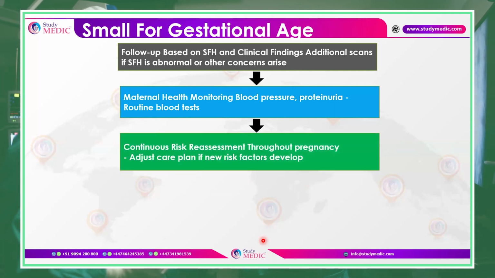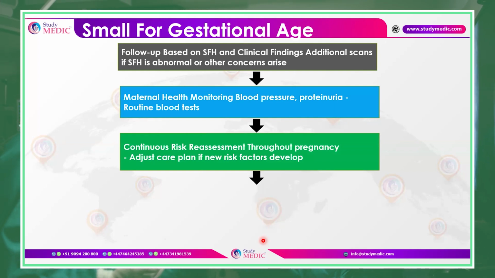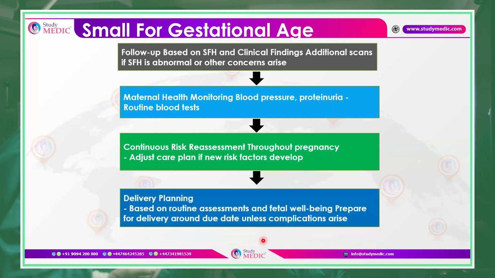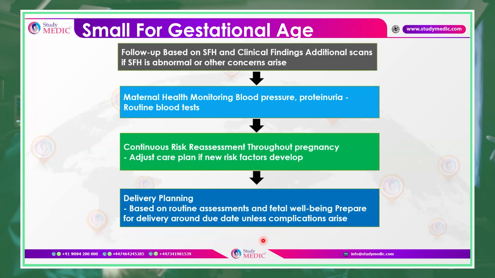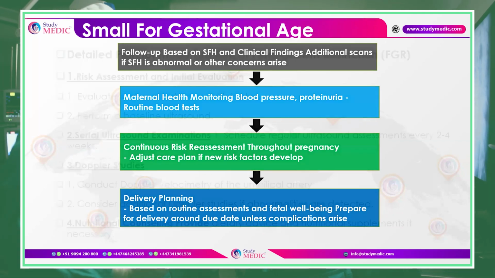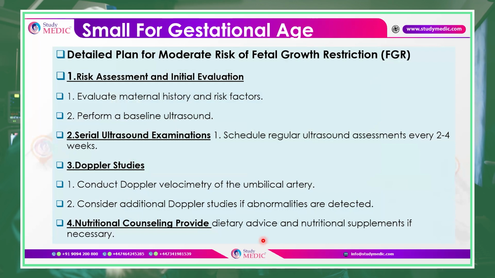Continuous risk assessment is done throughout pregnancy, and the care plan is adjusted accordingly if risk factors develop later on as well. Delivery planning would depend upon the routine assessment and fetal well-being. Prepare for the delivery around due date unless complications arise. So in a low risk pregnancy, no risk factors are there, so you can take the pregnancy as long as possible near term. If complication arises, then you have to evaluate further and then you can do the intervention, but you have to keep other factors in mind as well.